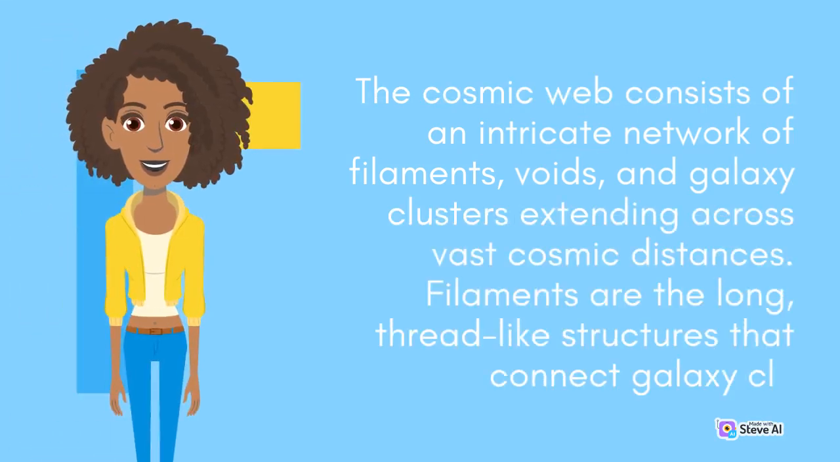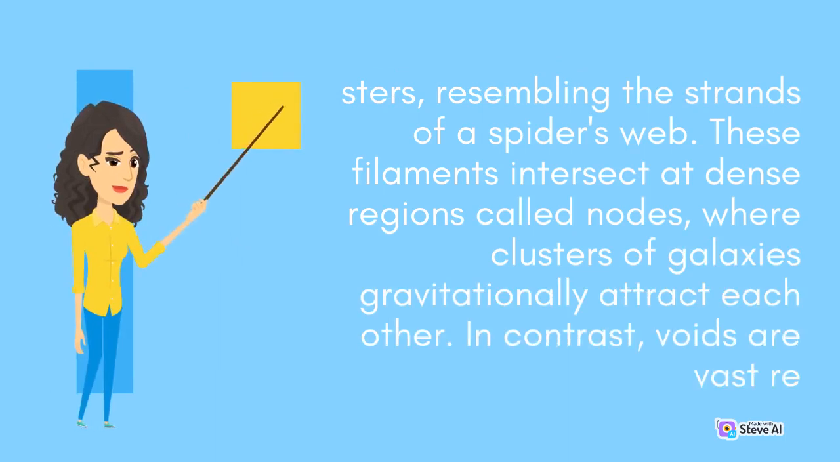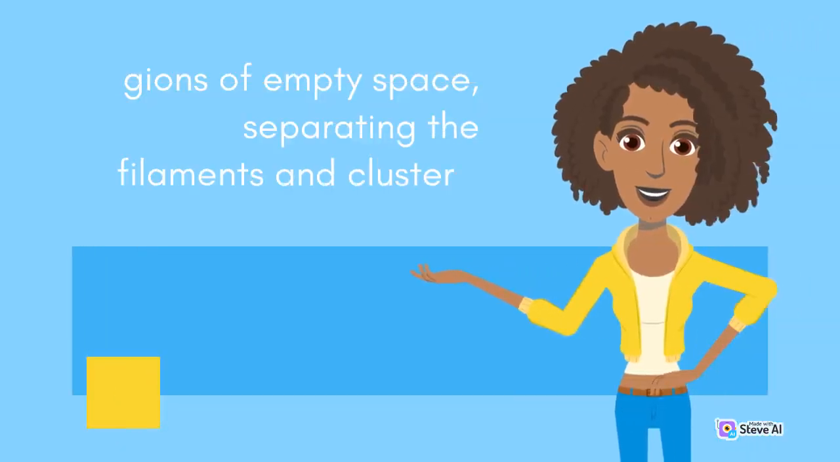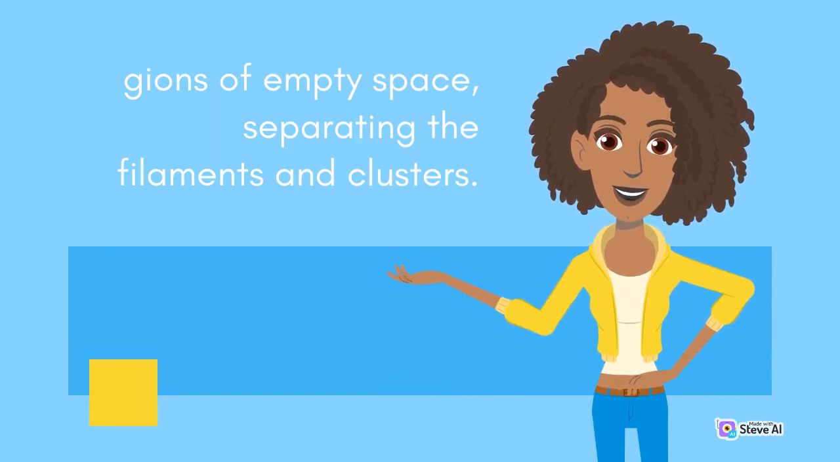The cosmic web consists of an intricate network of filaments, voids, and galaxy clusters extending across vast cosmic distances. Filaments are the long, thread-like structures that connect galaxy clusters, resembling the strands of a spider's web. These filaments intersect at dense regions called nodes, where clusters of galaxies gravitationally attract each other. In contrast, voids are vast regions of empty space, separating the filaments and clusters.